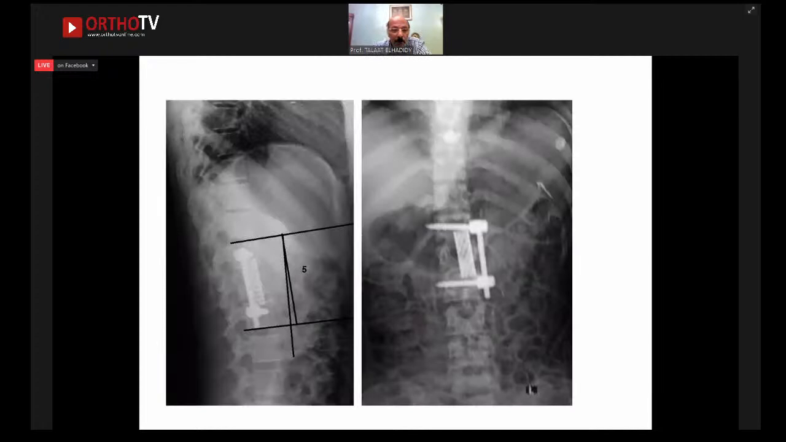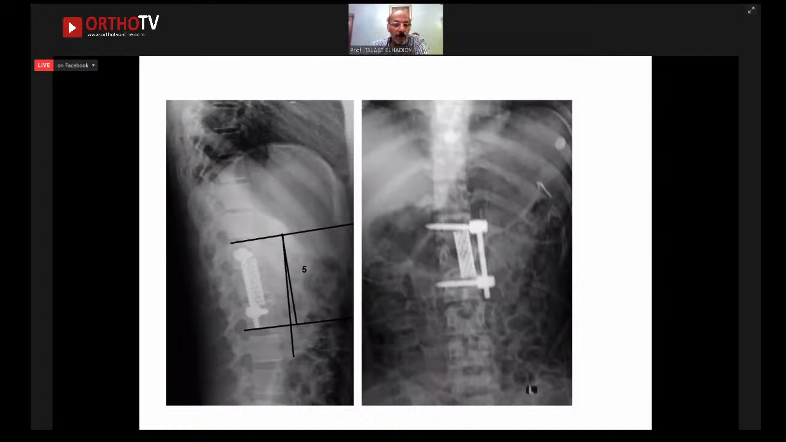Here we can see we reduced the 40 plus angulation down to 5 degrees only because we restored the anterior column. And one screw above and one screw below with the Pyramesh provide the stability required. Add to this the harness or the brace. The patient starts mobilization.